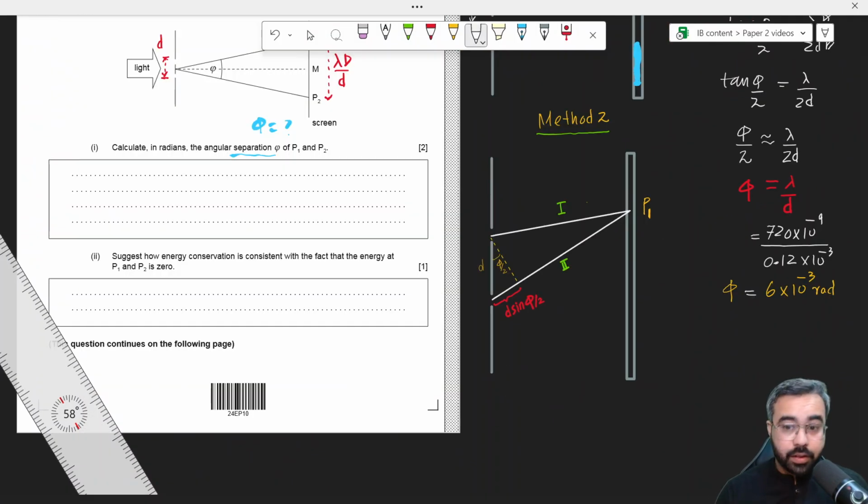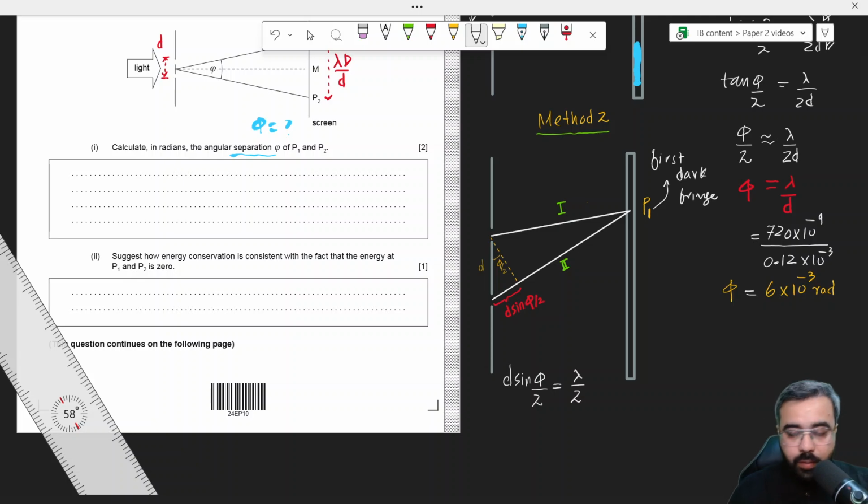So students, in our math, d sine phi over 2 is equal to the path difference, which is lambda over 2, 3 lambda over 2, or 5 lambda over 2. Which one? It is obviously lambda over 2, because this is the first destructive interference, the first dark fringe. If it were the second dark fringe, then it would be 3 lambda over 2. So sine phi over 2 is equal to lambda over 2d.